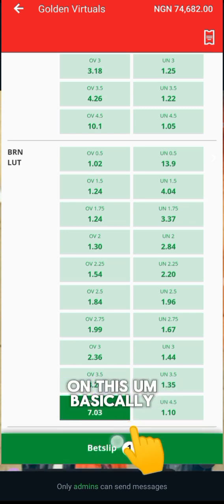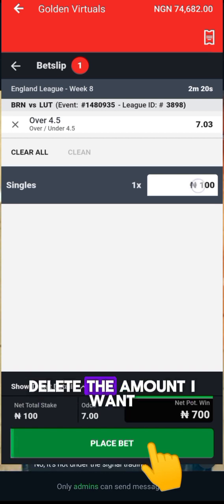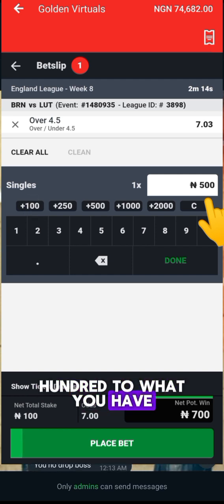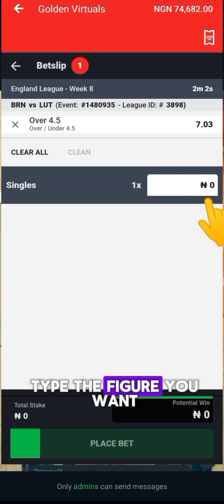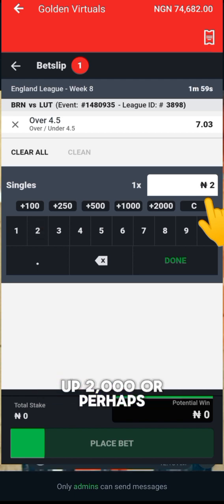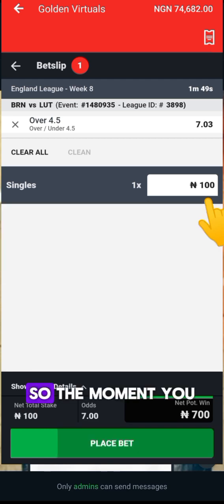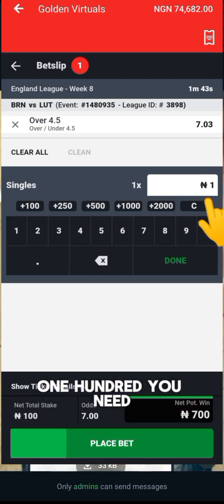And then I'll click on this bet slip over here. Yes, I'll go ahead and indicate the amount I want. Take note, you can click on this 100, it will keep adding 100 to what you have, or you can add thousands to keep adding to the thousands or 2000s. You can click on the C here to clear it out, and also you can type the figure you want. So you can say perhaps 2000 or perhaps 100.